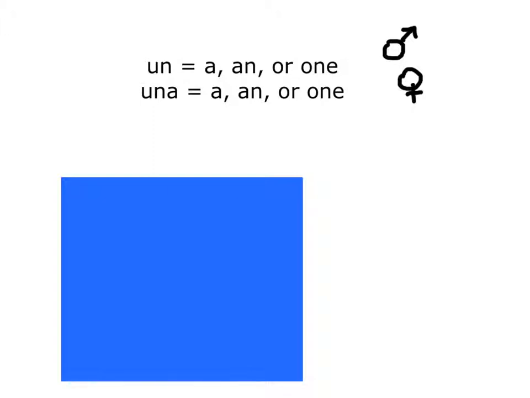If you'd like more practice, you can rewind the video and practice again. Let's recap what we learned in this video. We learned that un means a, an, or one, and so does una. And the difference in Spanish is whether or not the word that follows it is masculine, ends in an O, or feminine, ends in an A, and of course we know there's going to be some exceptions for that later on.